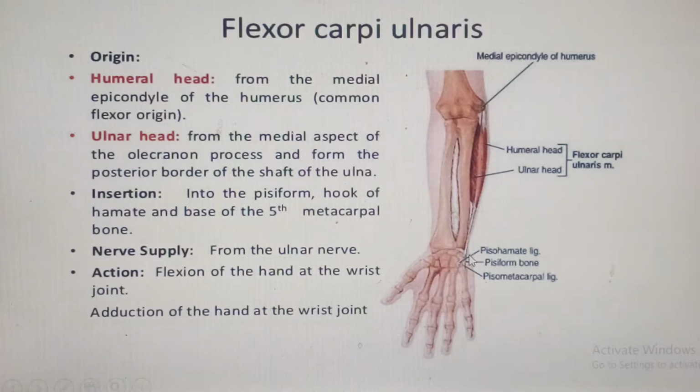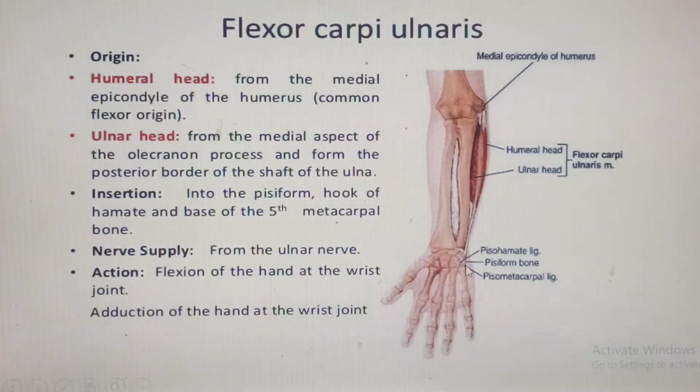Okay, so that is what we find over here, and that one eventually will insert onto what we call the base of the fifth metacarpal. But before it inserts there, it will insert onto the hook of hamate, and developing within the tendon of flexor carpi ulnaris will be the pisiform bone. So by way of insertion, you add the pisiform, the hook of hamate, and then more importantly, the base of the fifth metacarpal.